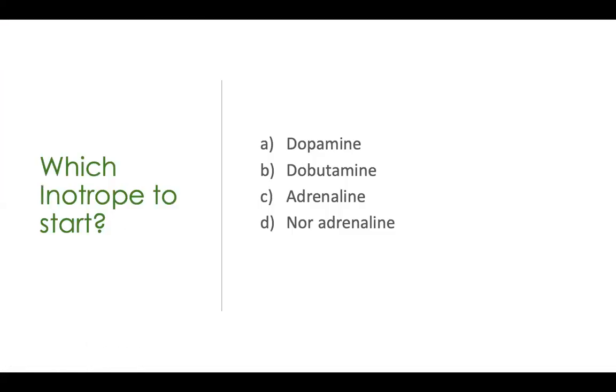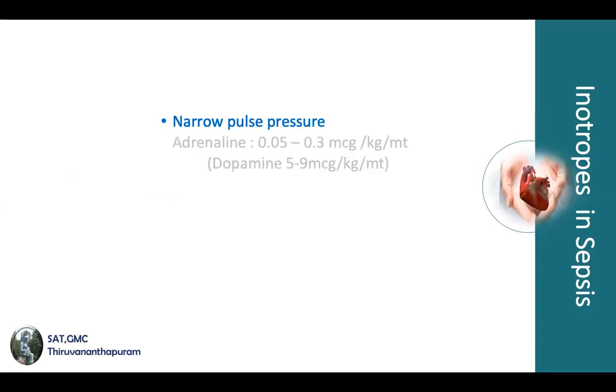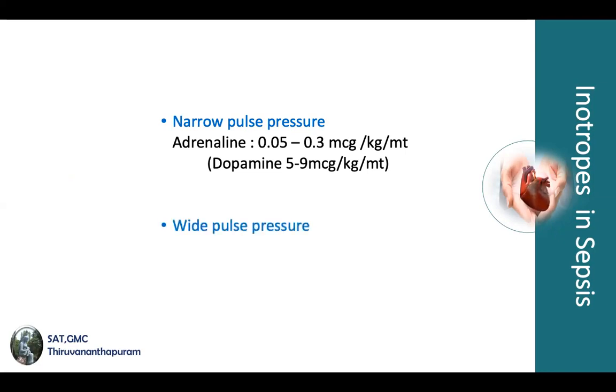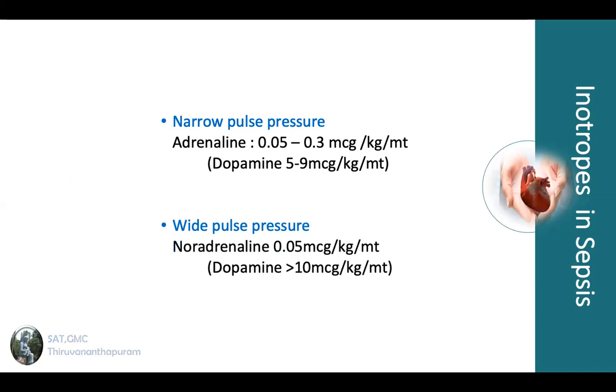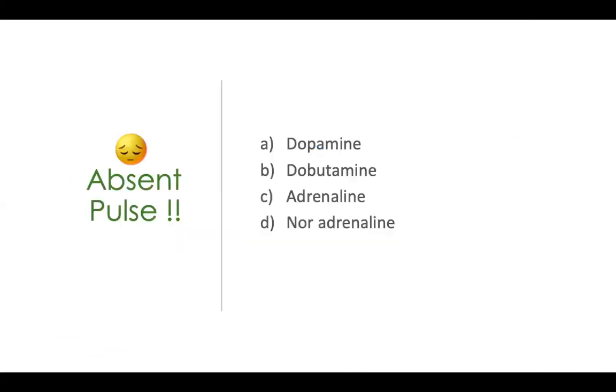Now, which inotrope would you like to select if your child continues to be in shock? If the child is having a narrow pulse pressure shock, please start adrenaline. And if you don't have adrenaline, you can start dopamine at 5 to 9 microgram per kg per minute. If the child is having a wide pulse pressure, then start noradrenaline at 0.05 microgram per kg per minute. If noradrenaline is not available, then dopamine can be started at 10 microgram per kg per minute. Inotropes are titrated every 20 minutes, depending upon the BP. So if the BP is not rising, you can increase the inotrope every 20 minutes.